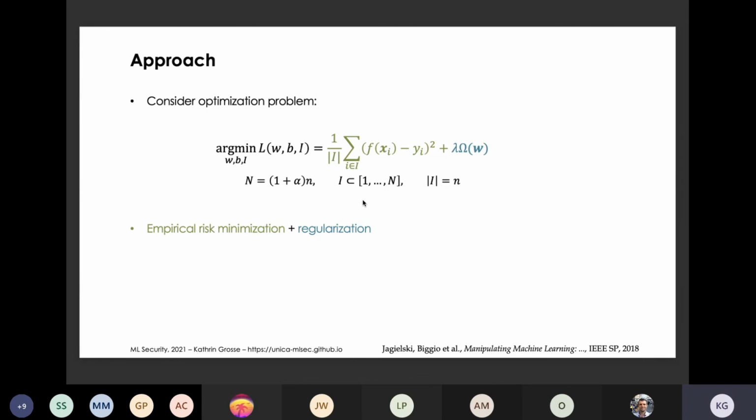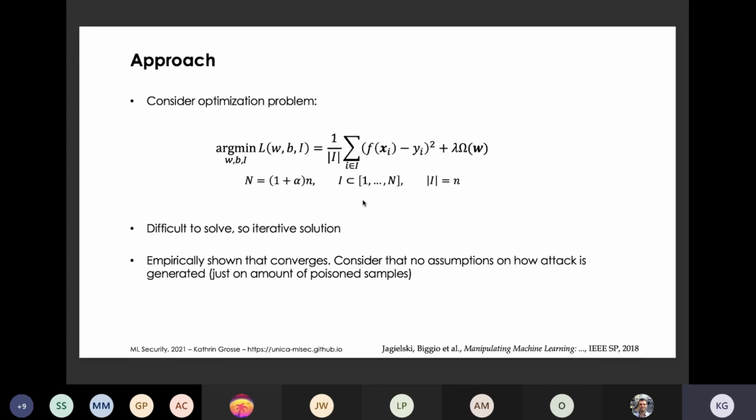And now the question is, okay, so where does the defense come in? And this is actually the part where the defense comes in. The idea is that you do not only optimize the model, but you also optimize the points you train on. So they are implicitly embedded into this optimization problem. Such a thing is difficult to solve. So what the authors propose is to solve this iteratively, and they show empirically that it converges.